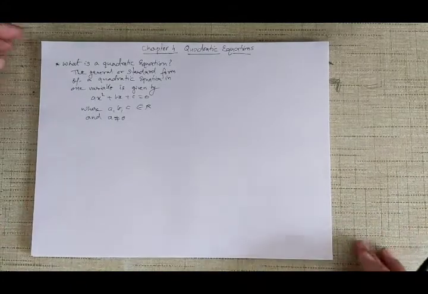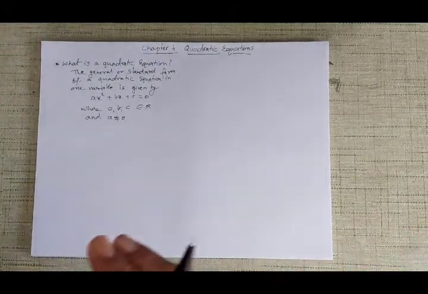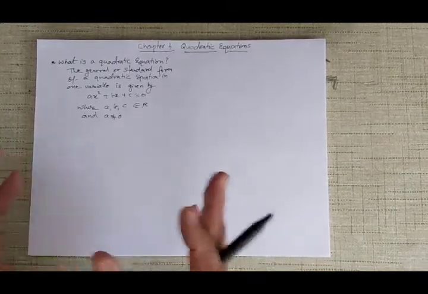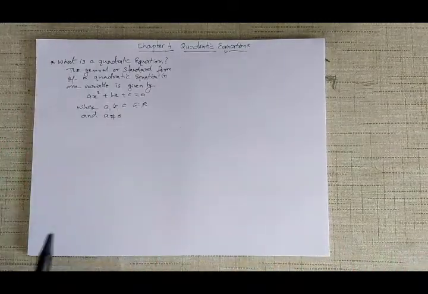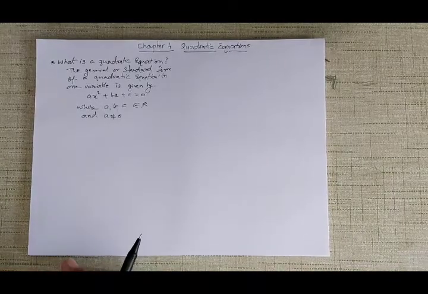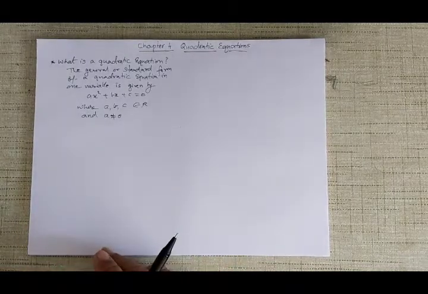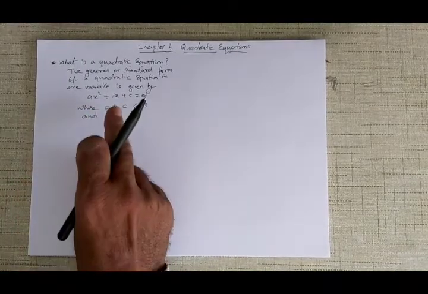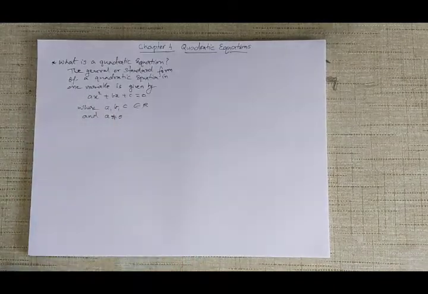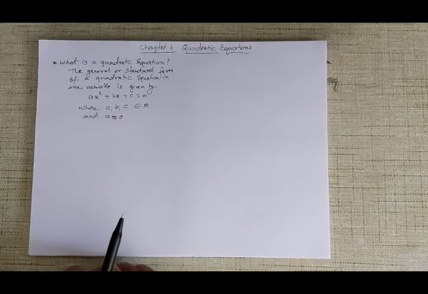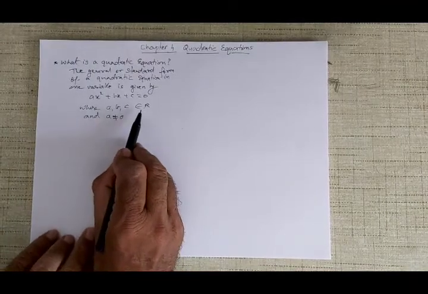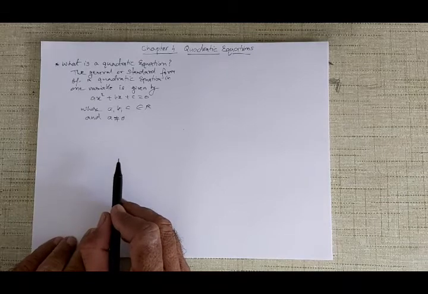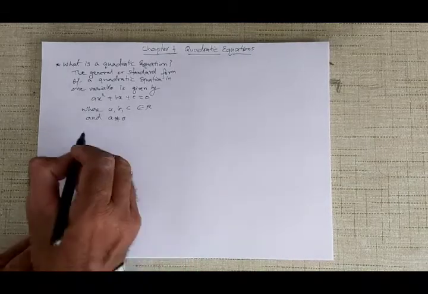This is an important condition. Once again, what is a quadratic equation? The general form or the standard form of a quadratic equation in one variable is given by ax square plus bx plus c is equal to 0, where a, b and c are actually coefficients. The coefficient of x square is a, the coefficient of x is b, and c is the constant term. It does not change. Now a, b, c belong to the set of real numbers and a cannot be 0. If a is 0, then it becomes a linear equation. Understood?